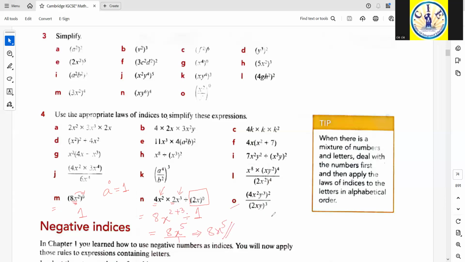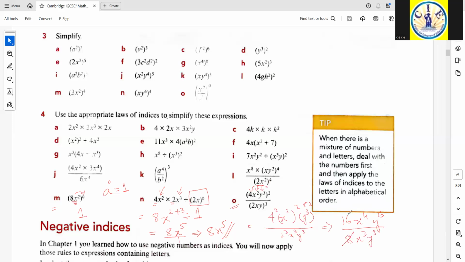And now for part O, 4 squared, this power is going to be distributed to all of these. Then x square raised to power 2, then y cubed raised to the power 2, whole divided by 2 raised to power 3, x raised to power 3, and y raised to power 3, giving us 16, x raised to the power 4, y raised to power 3 times 2, 6, whole divided by 8, x cubed, y cubed.